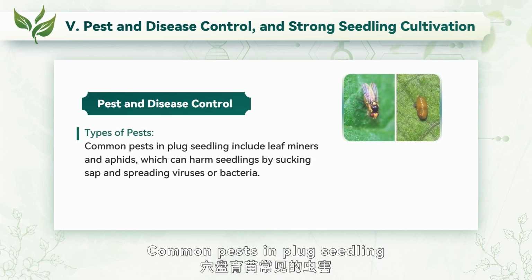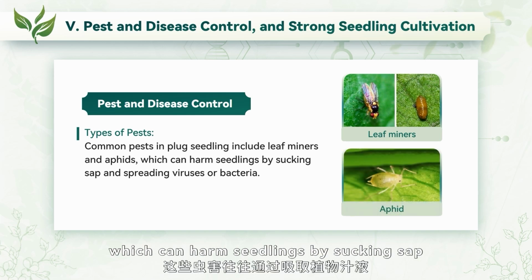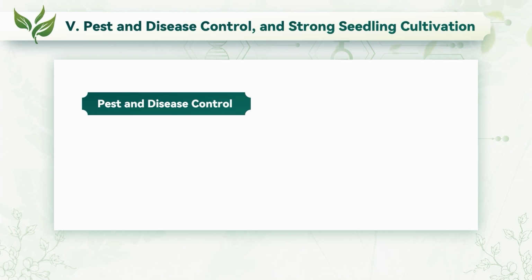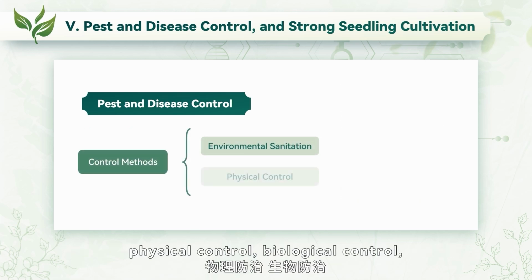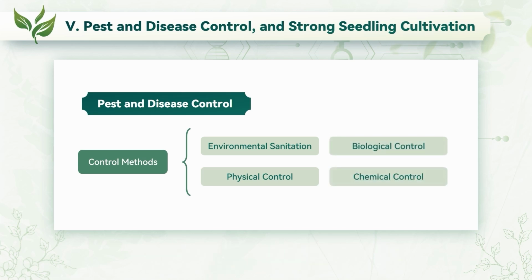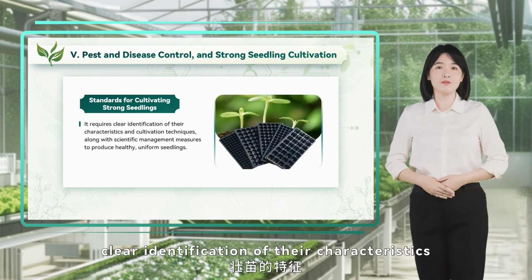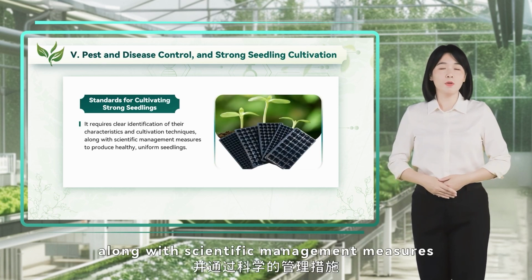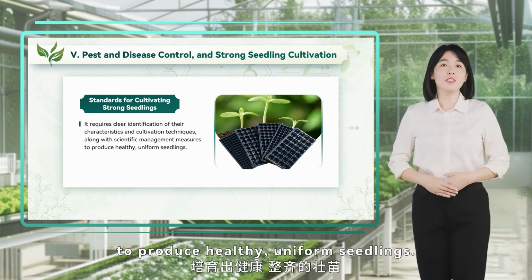Common pests in plant seedling include leaf miners and aphids, which can harm seedlings by sucking sap and spreading viruses or bacteria. Control methods include environmental sanitation, physical control, biological control, and chemical control. Cultivating strong seedlings requires clear identification of their characteristics and cultivation techniques, along with scientific management measures to produce healthy, uniform seedlings.